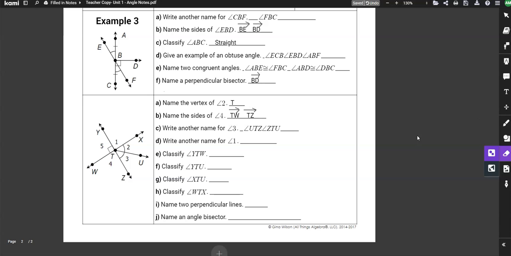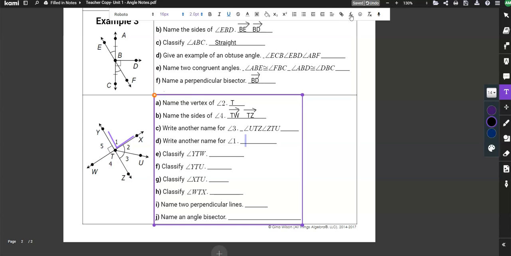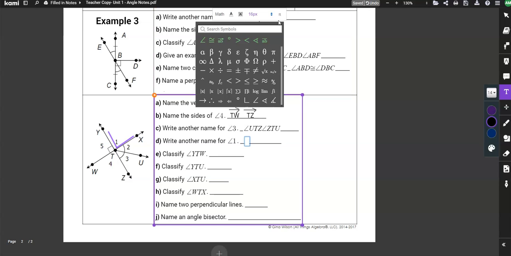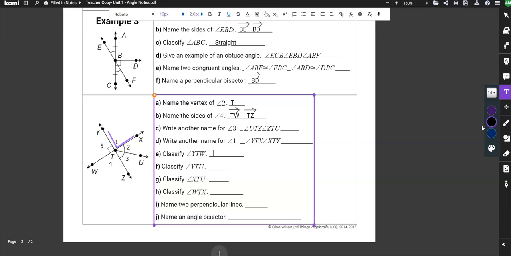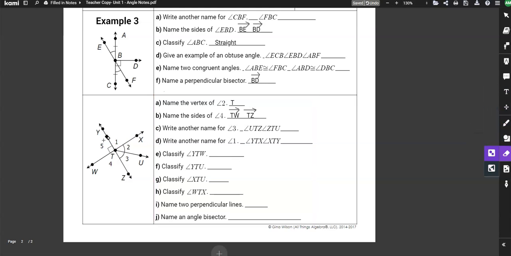Next, it asks us to write another name for angle 1. Okay. Again, that's right here. So another name for angle 1 is going to be angle YTX and angle XTY. Again, one answer choice is adequate. All right, let's go ahead and look at angle YTW. So YTW, oops, I said that backwards, YTW, it's that angle, I apologize.